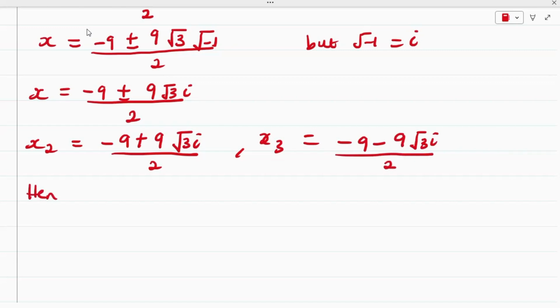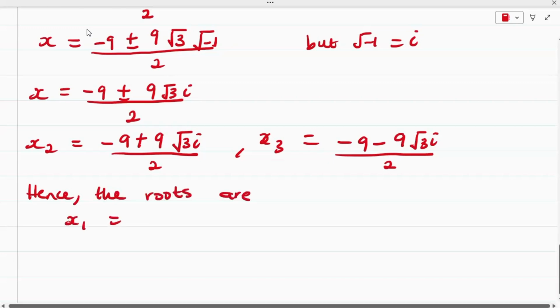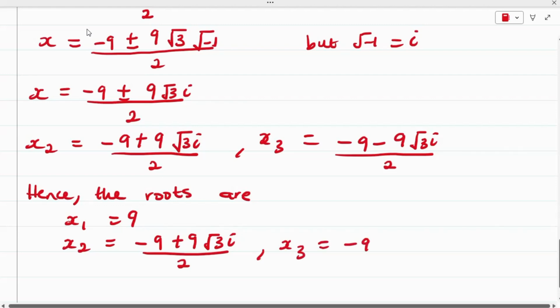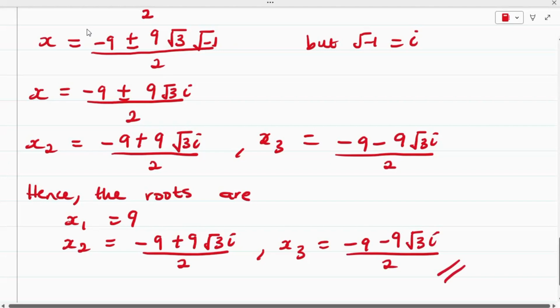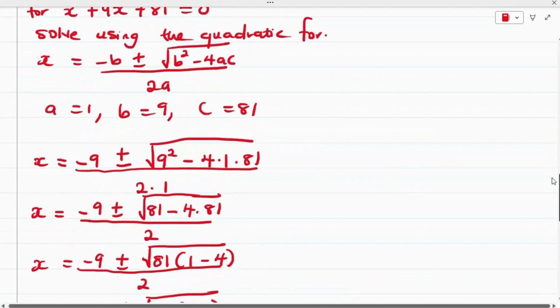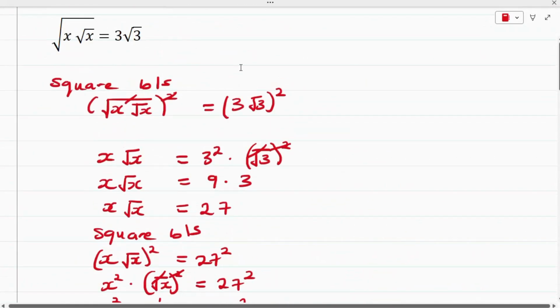So we say hence the roots are, we have x1 equal to 9, x2 equal to minus 9 plus 9 root 3 i over 2, and x3 equal to minus 9 minus 9 square root of 3 i over 2. And this becomes the value of x from this question right here.